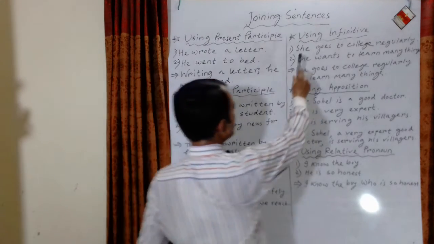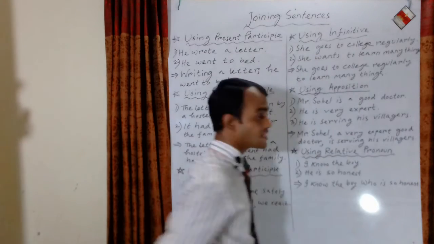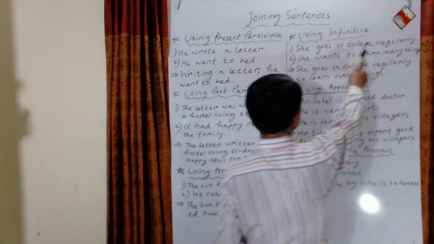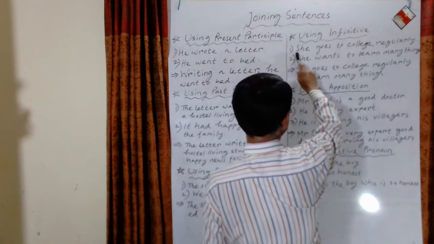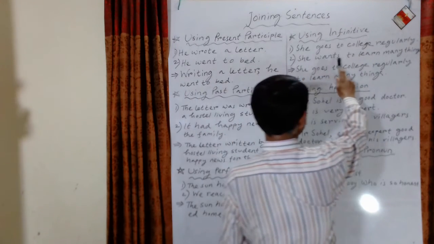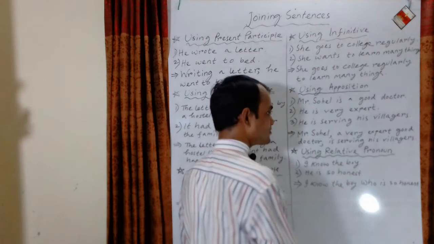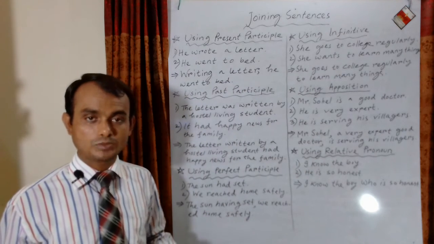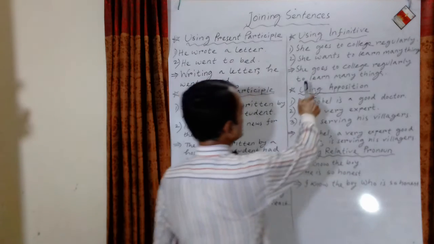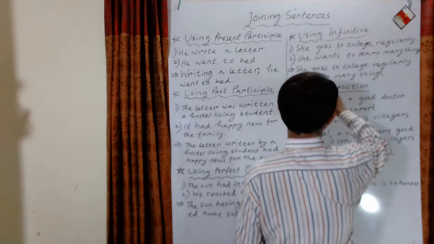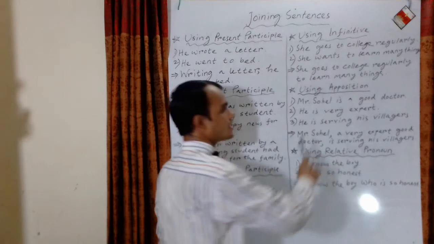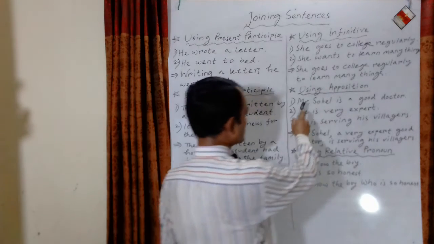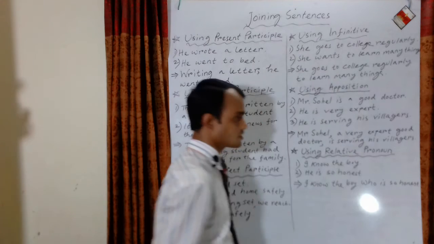The next method, using infinitive. What is infinitive? To plus main verb. Okay, she goes to college regularly. This is the first simple sentence. The next simple sentence: she wants to learn many things. Okay. Now I am going to join these two simple sentences to make one sentence. She goes to college regularly to learn many things. To learn is the infinitive. To learn is infinitive.